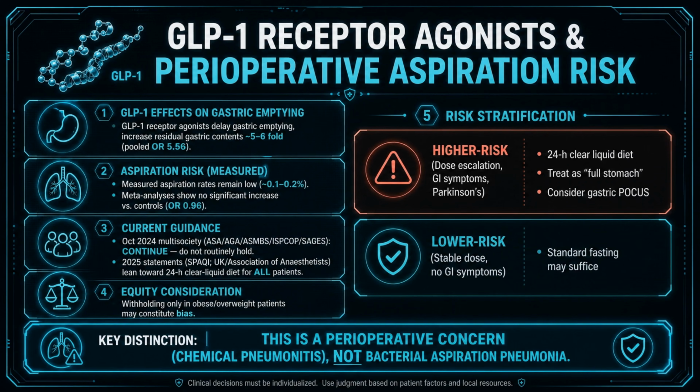Medications like semaglutide and tirzepatide delay gastric emptying, increasing residual gastric contents by approximately 5 to 6-fold. This raises a theoretical risk of aspiration under anesthesia or sedation. However, actual measured aspiration rates remain very low, at around 0.1 to 0.2%, and meta-analyses show no significant increase compared to controls. The current guidance from a multi-society consensus in October 2024 is to continue these medications and not routinely hold them. Risk stratification is key.